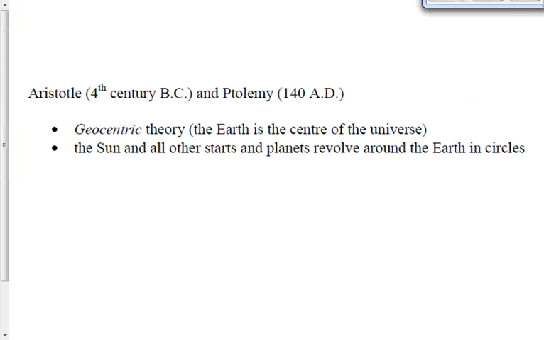Yesterday we looked at the development of the current model of the universe and where it came from. We talked first about Aristotle and Ptolemy a couple thousand years ago, and we said that Aristotle and Ptolemy both had this idea that the Earth was the center of the universe, this far-fetched idea. But we talked about it not being so far-fetched a couple thousand years ago.